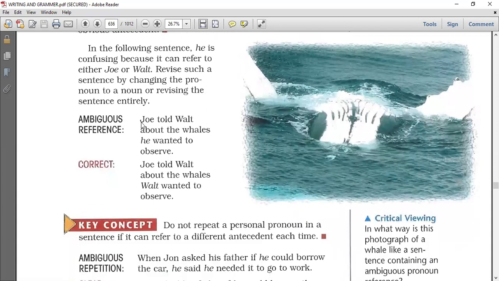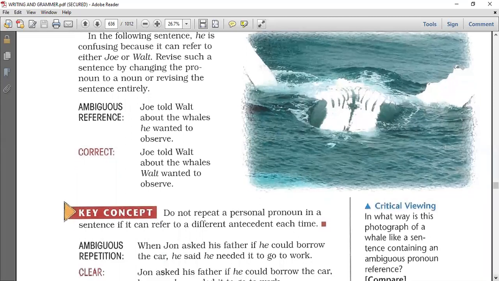Look at the ambiguous sentence here. Joe told Walt about the whales he wanted to observe. He here refers to Joe or to Walt? It's hard to tell. Of course, the speaker knows who he is speaking about, but you, the reader or the listener, find it ambiguous. Who wanted to observe the whales? Is it Joe or Walt? So we can correct it this way. Joe told Walt about the whales Walt wanted to observe. Here, instead of he, we mention the name. We corrected the ambiguity this way.